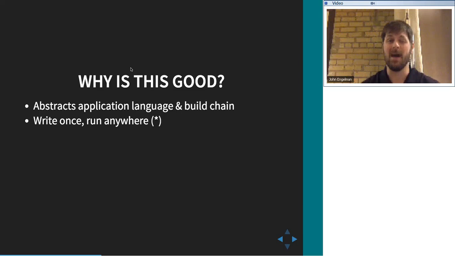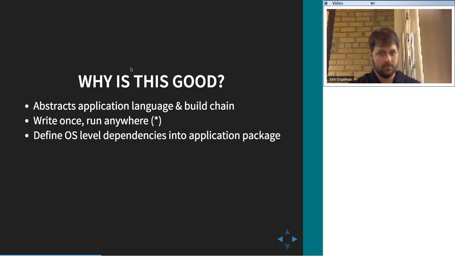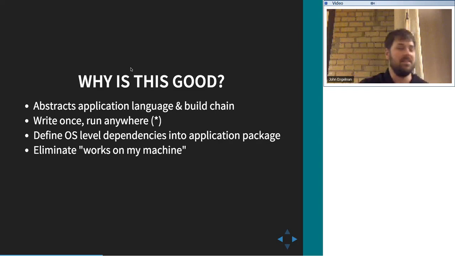Like I said, we can define our OS level dependencies into our application package. So I can build my Docker container and specify that I'm starting from CentOS or Ubuntu or anything like that. I can add exactly the packages that I need at exactly the version that I need them. And this is really helpful because it eliminates the "well, it works on my machine" mentality. If it works on your machine, it's going to work on his machine, or on her machine, and on the server out in production, because everything is running inside of that Docker container.